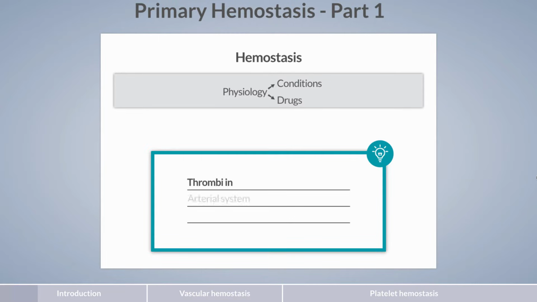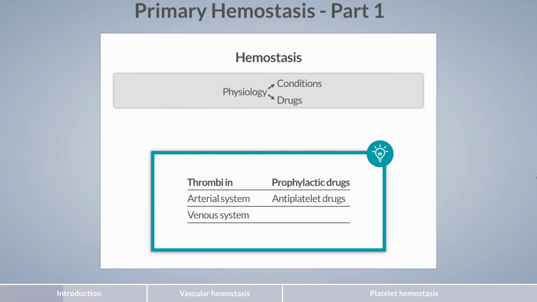Thrombi can form in the arterial and venous system. However, there are differences in drugs used in the prophylactic treatment of thrombi. The key message that we'd like to deliver is the following. In atherosclerotic diseases, platelets play an important role in initiating coagulation. Arterial thrombosis can, therefore, be prevented using antiplatelet drugs such as aspirin.